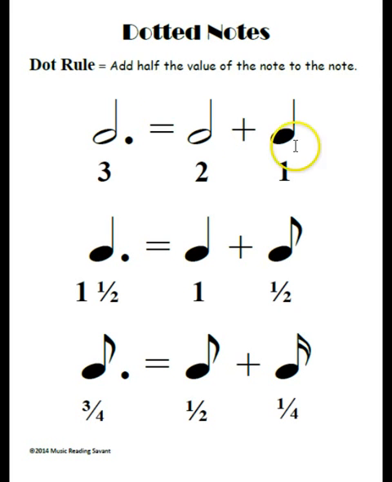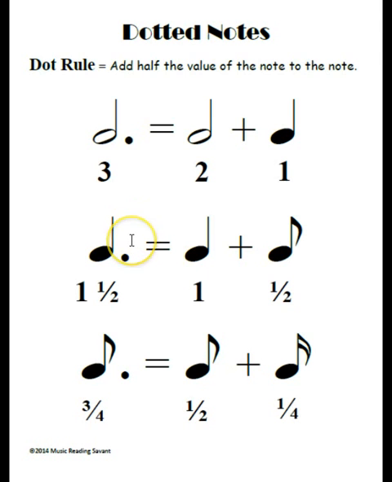So if I have a note with a dot next to it, my first step is to just look at this note first, and I need to find out what is half of the value. So half of a half note is a quarter note. That's important because the dot represents the quarter note. So the second step is I take that half note and I add it to the quarter note. 2 plus 1 equals 3. So now I know that a dotted half note equals 3 counts.